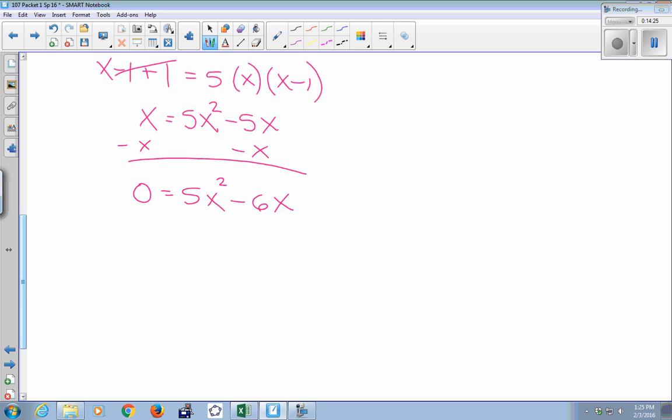I'm going to factor it today. You can use the quadratic formula if you want. There's a little hidden plus 0 there. And then your a would be 5, and your b would be negative 6, and your c would be 0. You could use the quadratic formula, but because there's no c, factoring is going to be a little bit easier. So there's an x in both terms, so I'm going to factor that out. And I'm left with 5x minus 6.